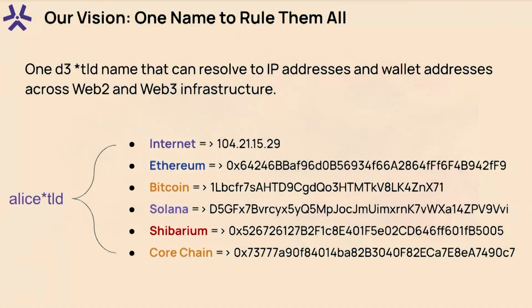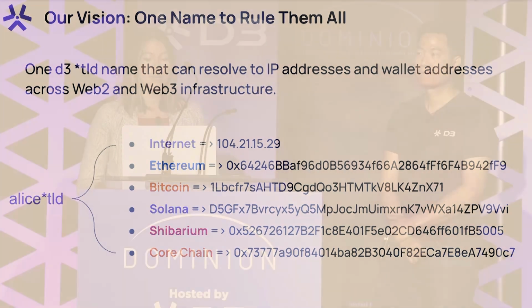So at D3, our vision to a solution to this problem is to have one unified digital identity that can map to any destination that you may want. This is across both Web3 and Web2. So you can see here, for example, if I have Alice star TLD, some TLD extension, I could set up separate mappings for that name to point to any various blockchain wallet address, as well as to an IP. And so this allows me to have just one unified identity. I don't have to keep track and juggle all of these different names and their relative mappings.